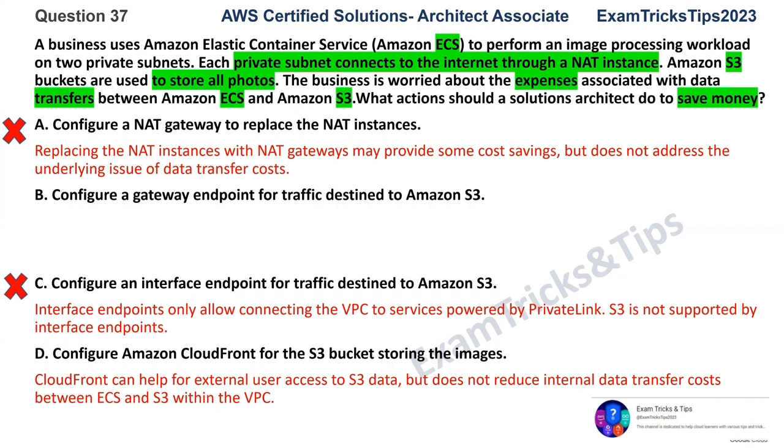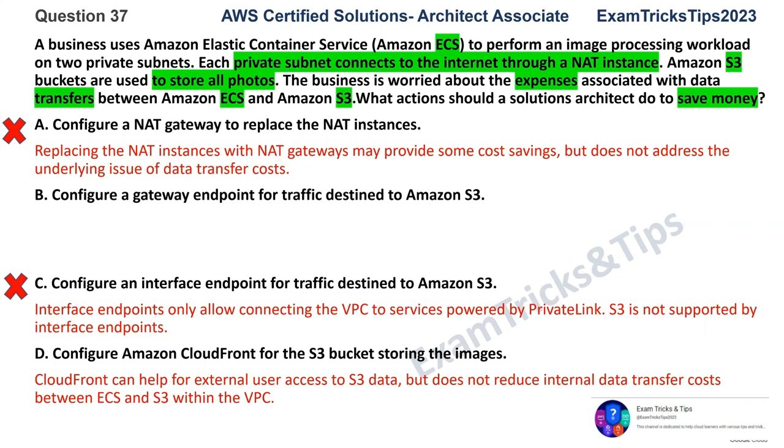Configure a gateway endpoint for traffic destined to Amazon S3. Gateway endpoints allow private subnet resources to connect to supported AWS services like S3 without needing an internet gateway, NAT device, VPN connection, or Direct Connect. So you don't need all of this. You can just use gateway endpoints to connect to your AWS services like S3.